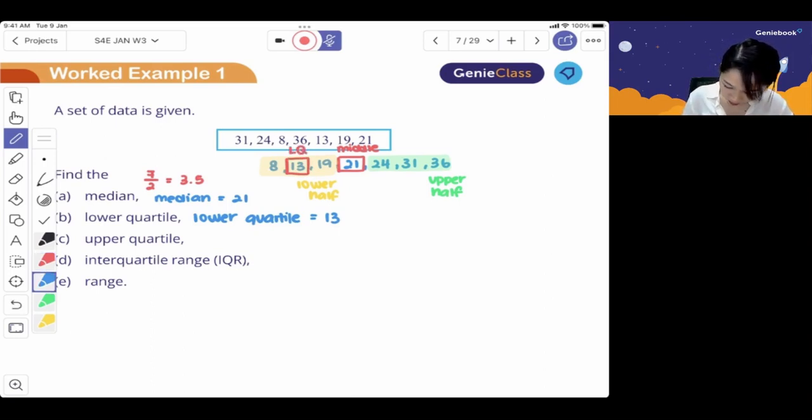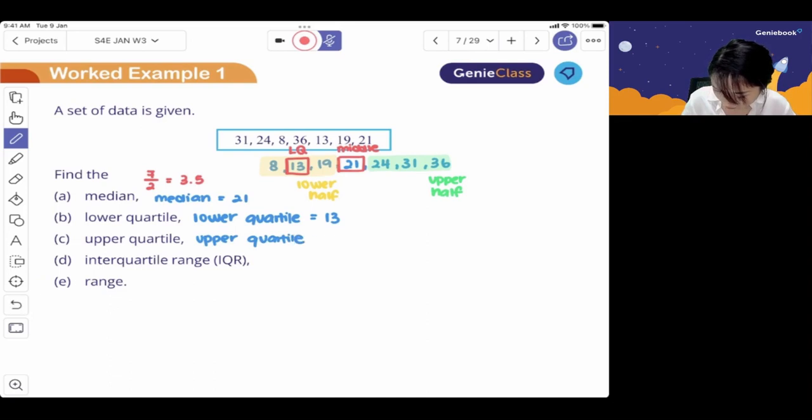And what about our upper quartile? What is the upper quartile value? Very good, Alicia. Oh, there's two Alicias. One Alicia Ng and one Alicia T. So very well done, both Alicias. So the upper quartile value will be 31, right? It's the middle value from our upper half.